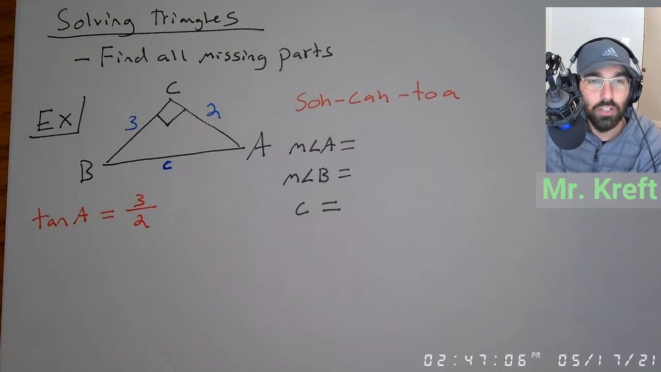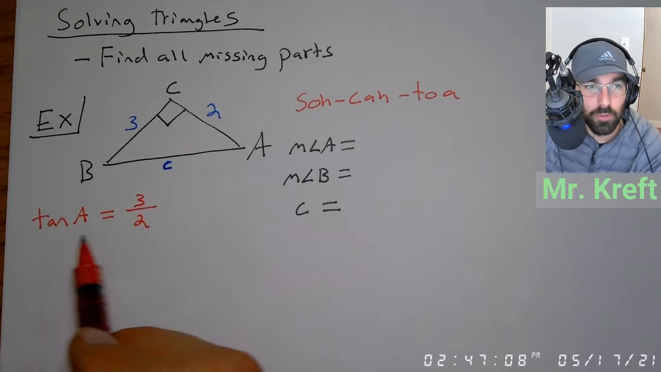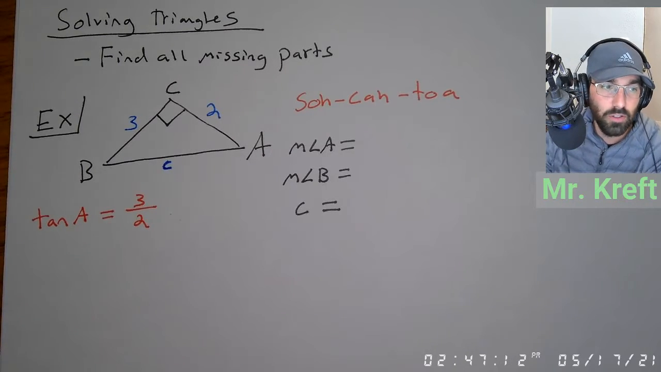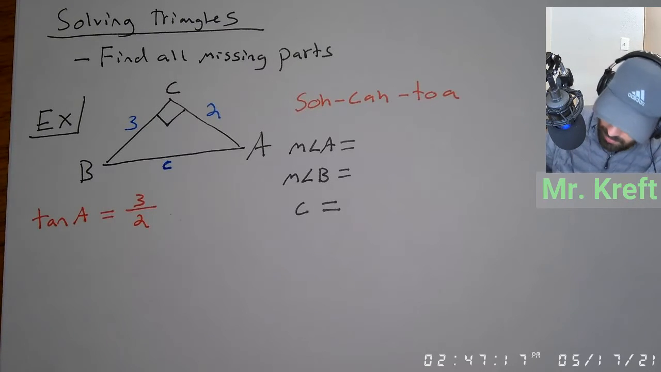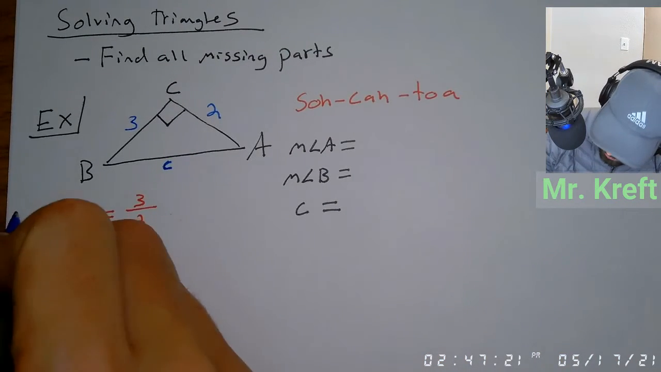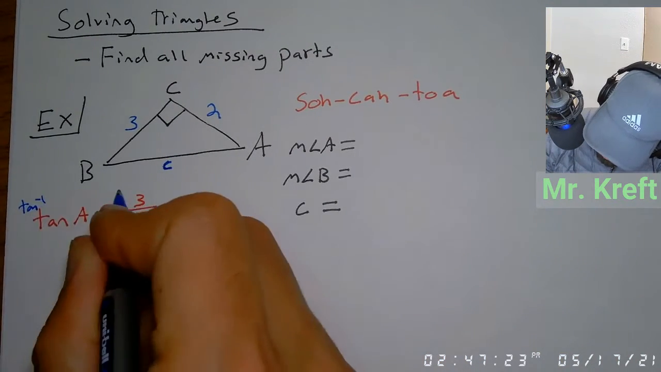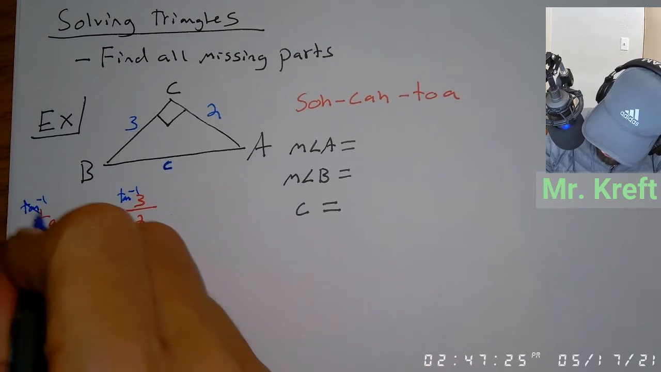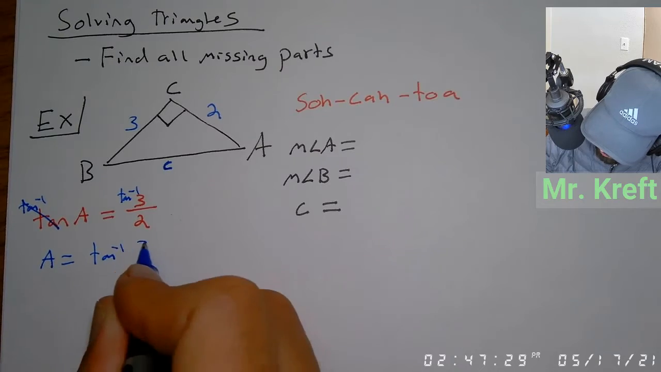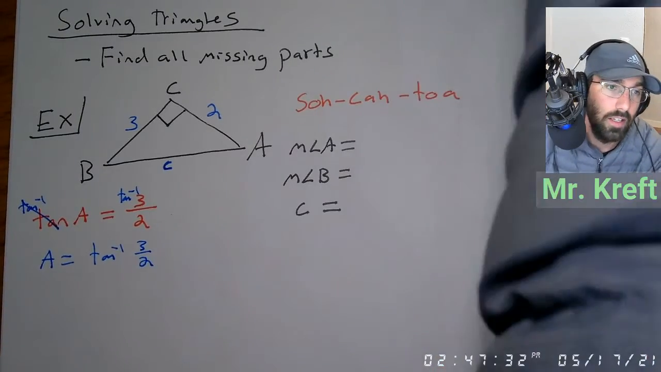Okay, notice how I wrote this is exactly how I would write to solve for sides. There's nothing new there, which is really exciting for us. But then to solve this, I want to get to the angle. So I'm going to take tangent inverse of both sides. So I get A equals tangent inverse of 3/2.